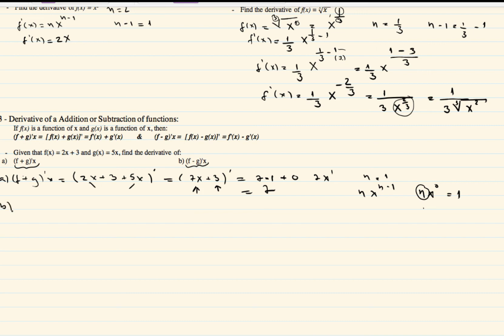Second case, f minus g. So f minus g dash of x is equal. Again, what we do, 2x plus 3, but now it's minus. All this we need to differentiate. So if you take these two, we had 2x minus 5x. What we have as a result is minus 3x plus our 3.